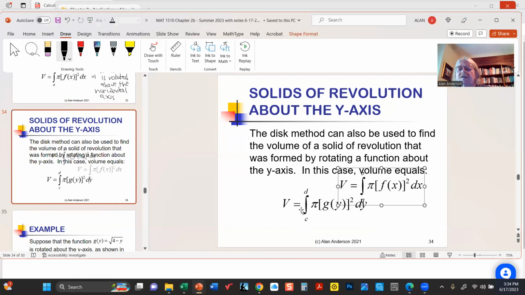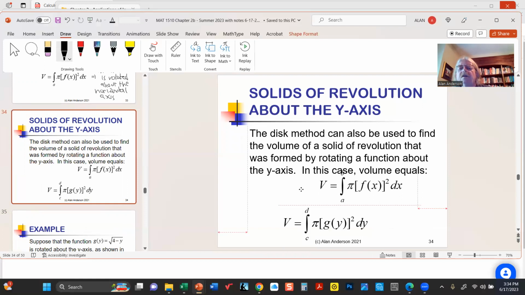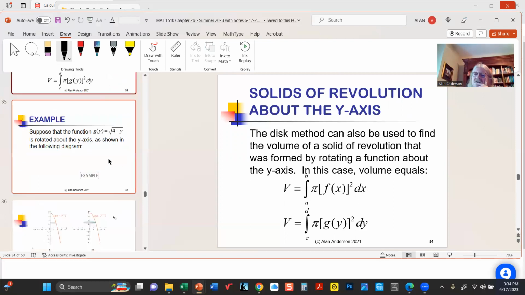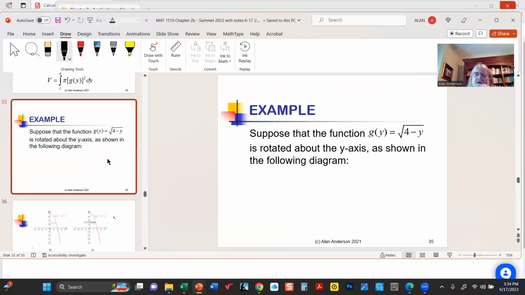And again, we've seen something like this before. We saw what has to change when you are looking at areas below a function down to the x-axis versus to the left of a function all the way over to the y-axis. So essentially what you're doing is you're changing f of x into a function of y, and then you're integrating with respect to dy. So let's look at a relatively simple case. We have g of y is radical 4 minus y, and it's being rotated about the vertical axis.